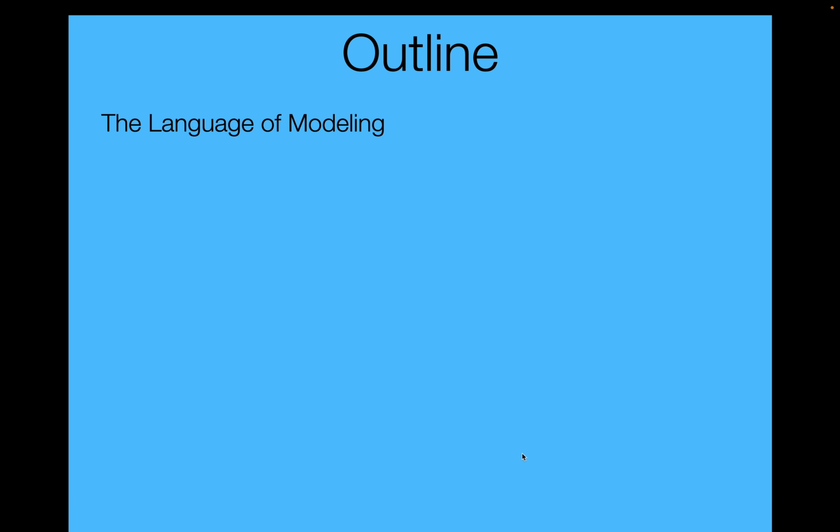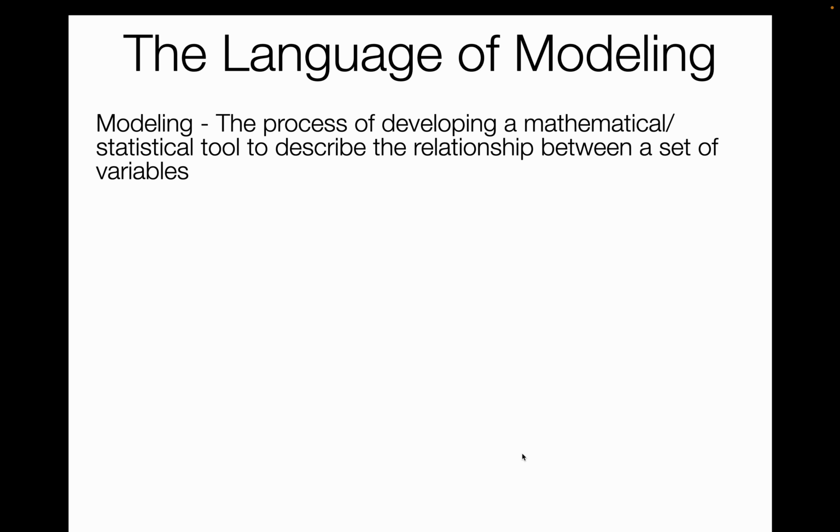What we're going to talk about is first the language of modeling, some motivating examples, and then lastly the mathematical formulation of a model. I promise it's not going to be that scary. So, the language of modeling: a very popular term, widely used in very different ways, is modeling. I'm going to define modeling as the process of developing a mathematical or statistical tool to describe the relationship between a set of variables.